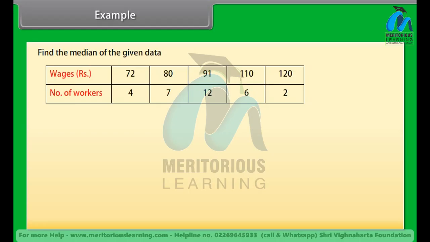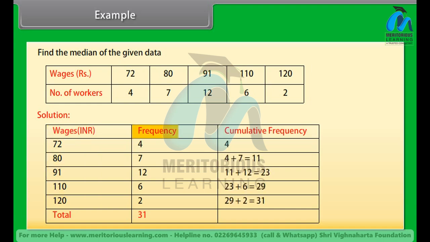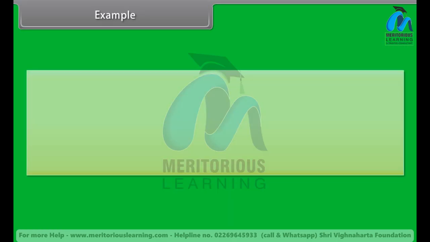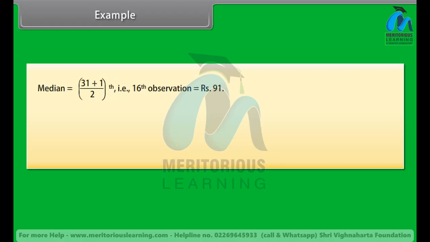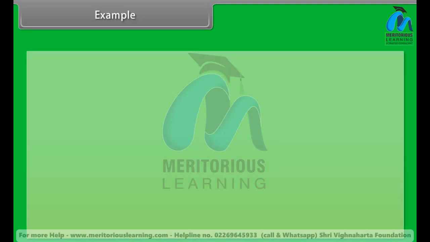Find the median of the given data. Solution. In the first column, we have written the given wages. In the second column, we have written the given frequency. The sum of the frequencies is 31. In the third column, we have found the cumulative frequency for each wage by adding the previous frequency to the current frequency. After that, we have found the median, which is (31 plus 1) by 2th, that is 16th observation, which equals rupees 91. Here 12th to 23rd, all the observations are rupees 91, so the 16th observation is rupees 91.